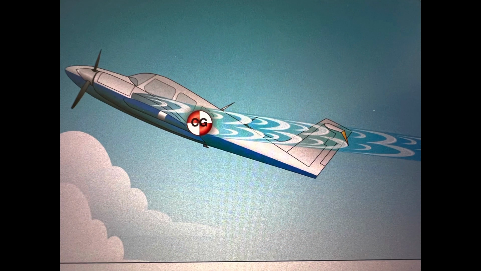So in a T-tail configuration, the elevator is above most of the effect of downwash from the propeller as well as the airflow from the fuselage or wings during normal flight operations. Now the operation of the elevator in undisturbed air allows control movement that is consistent throughout the flight regime. So this is very important.